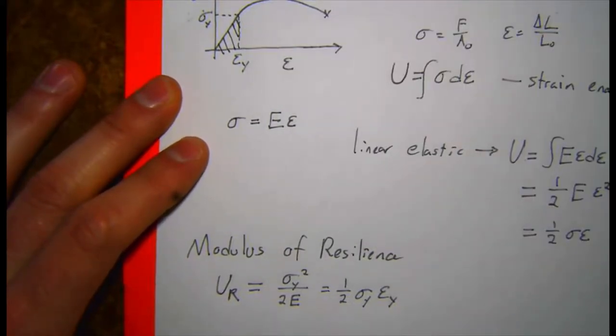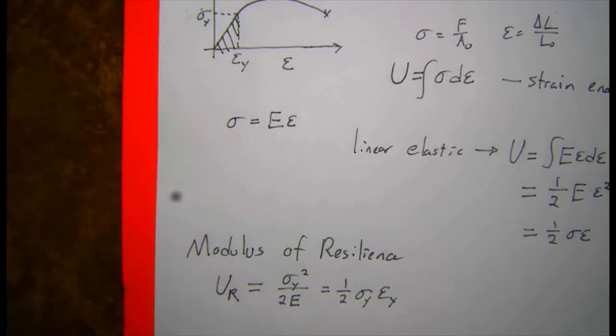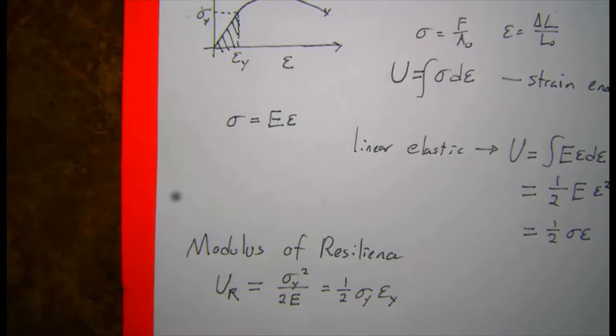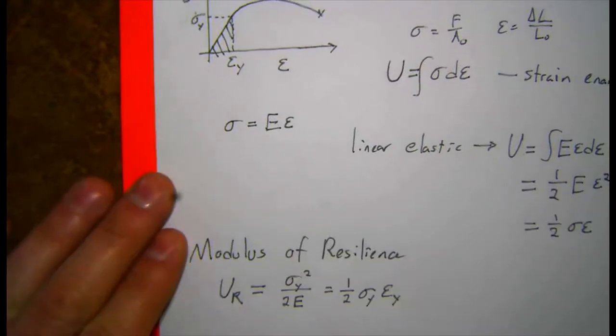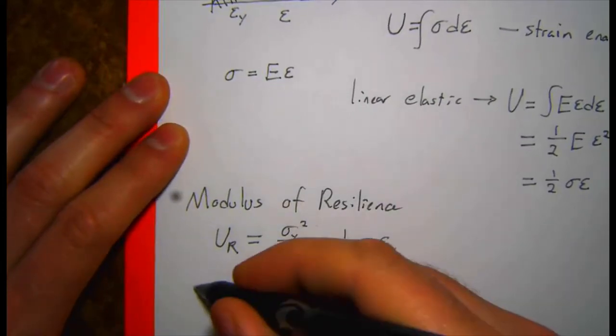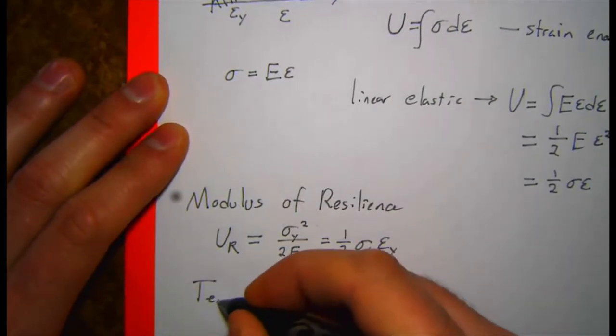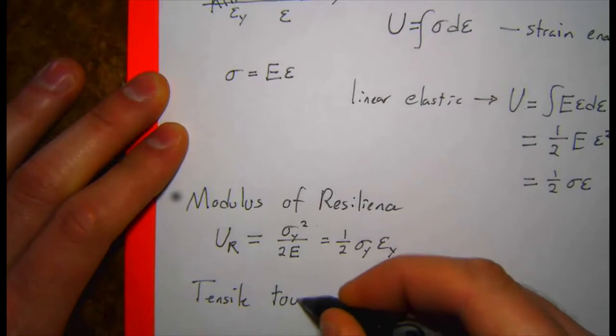Nice correlation there. There's one other metric that comes up a lot, and that's the tensile toughness. So modulus of resilience is how much energy you can put into a material before it starts plastically deforming, which is a useful quantity to know. The tensile toughness, which I will note is very different than the fracture toughness we'll be talking about later.